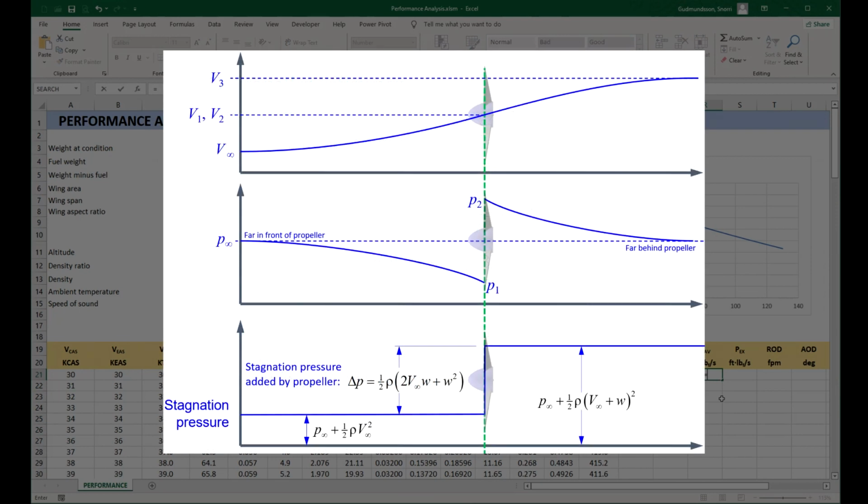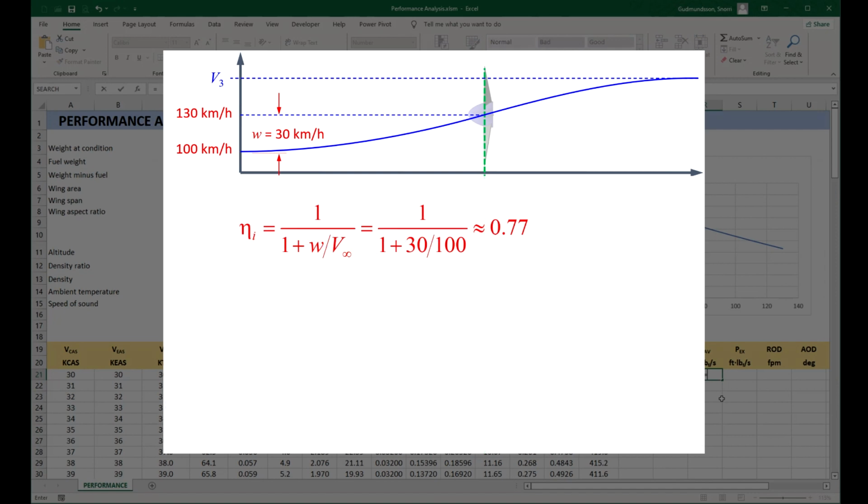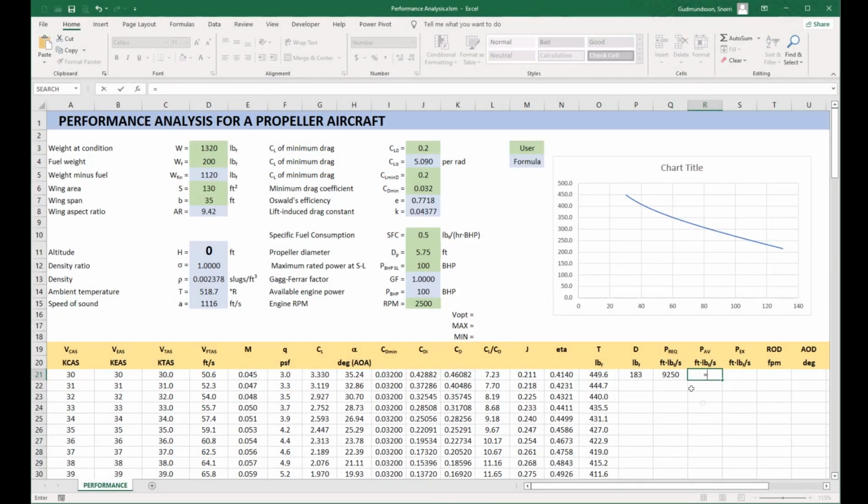To give you an idea of what sort of speeds we're talking about, consider an airplane flying at 100 kilometers an hour. It is possible the average airspeed in the stream tube amounts to 130 kilometers an hour. Thus, the induced speed is 30 kilometers per hour. The resulting Froude efficiency would be 0.77. If the viscous efficiency was, say, 0.9 at this instant, the propeller efficiency would be 0.69. This means an engine delivering 100 horsepower would only create 69 horsepower worth of thrust power. This is what we're calculating here. So thrust power is thrust times airspeed.